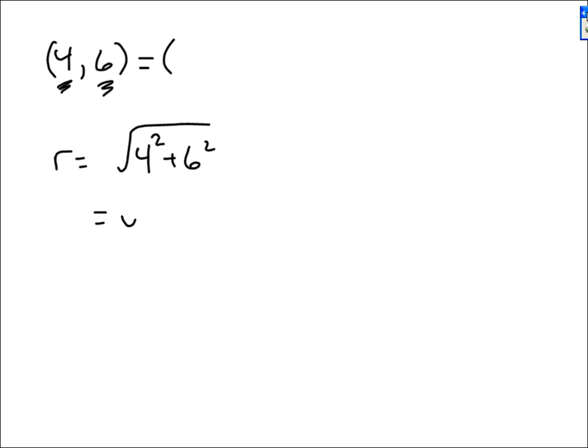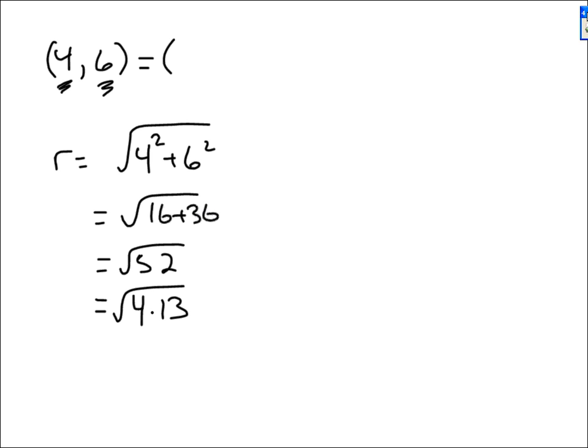Let's try one more. Suppose you have (4, 6). So we need to find r and theta. Well, r is a bit easy. It's the square root of x squared plus y squared. Remember, that's x, that's y. 16 plus 36 is 52. 52, I know from a deck of cards, is 4 times 13. So it's the square root of 4 times the square root of 13, and personally, that's how I write down the square root of 4. So we have r. It's 2 square root of 13.